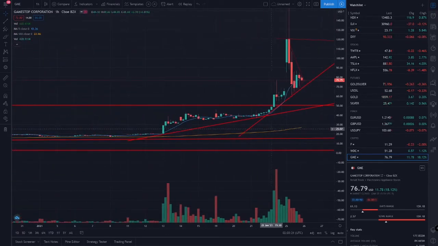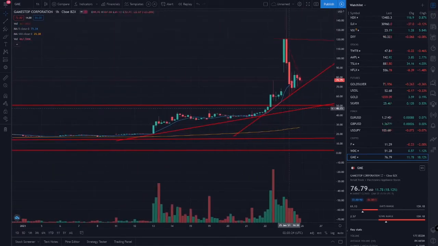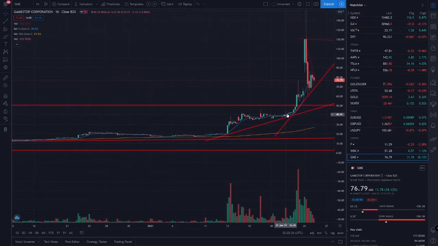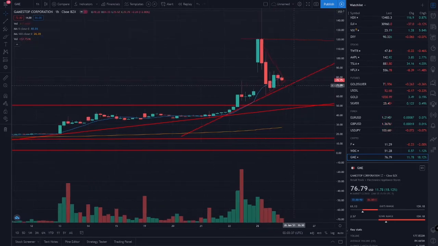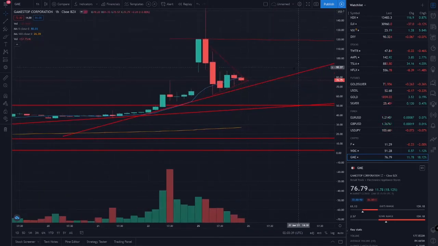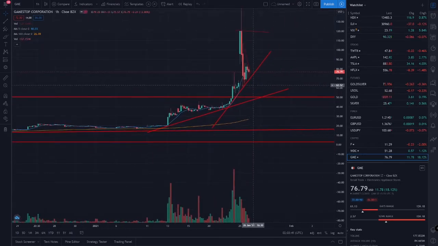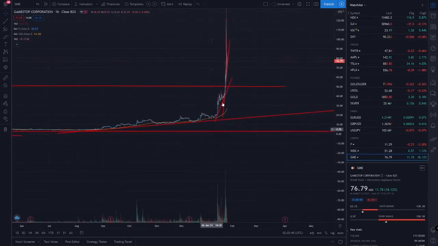Okay, so we're going up this uptrend. Then we started a steeper one, and then it looks like we got a blow off top, and then we're coming back down. Let's see if this trend line can get supported. If not, look for support around here, around $50. If we don't get support there, there's support around $20.